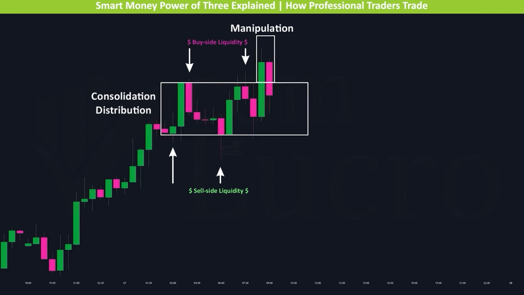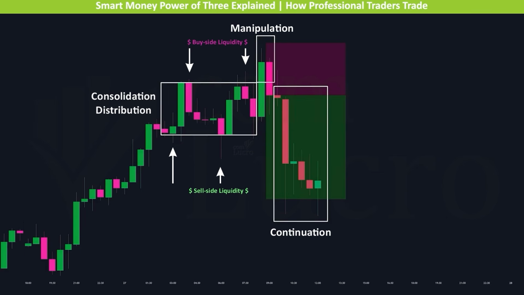In this example, we have a clear opportunity to open a short position at the close of this candle, expecting price to push lower. The stop loss is placed above the swing high and the target is set at 2 times the risk. As price expands lower, the Power of Three sequence completes with a strong continuation move to the downside.